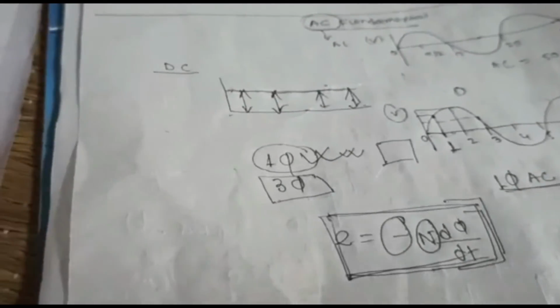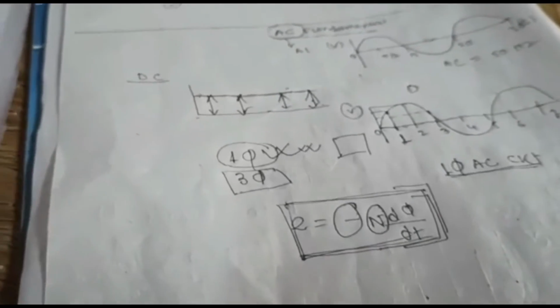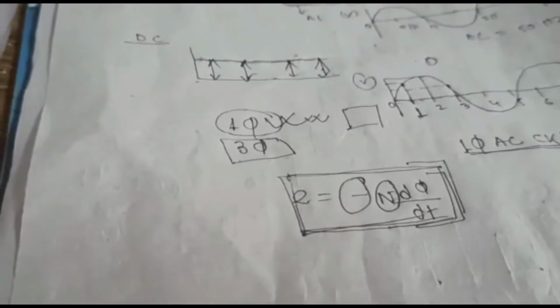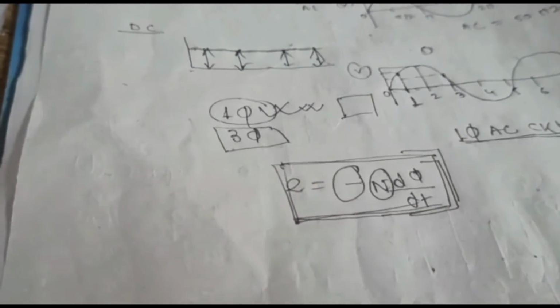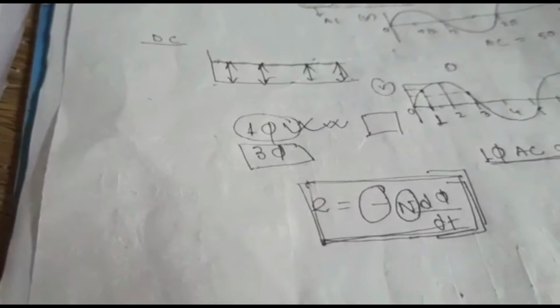Then what is an AC circuit? What is a single phase AC circuit? A single phase AC circuit is nothing but a connection between source and load through a single path. This is called a single phase AC circuit. Now another very important parameter is the generation of single phase AC signal.